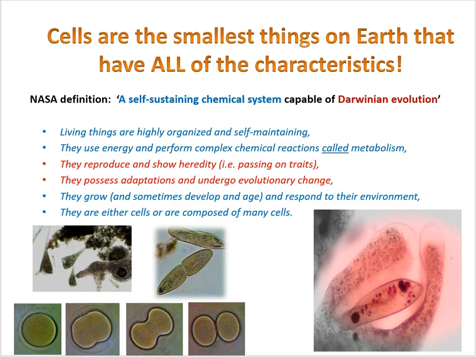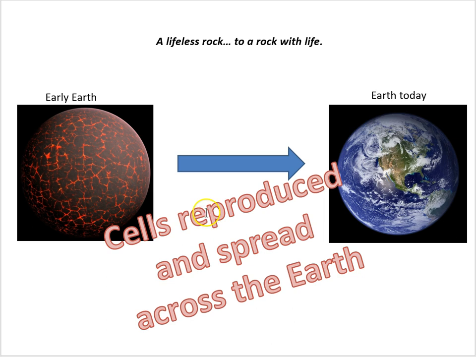And so cells are the smallest things on Earth that have all those characteristics on that list, or what NASA defines life as: a self-sustaining chemical system capable of Darwinian evolution. Cells can meet the needs of life. So the story on our planet is that cells reproduced and then spread across the Earth, changing over time into new and more complex living organisms.